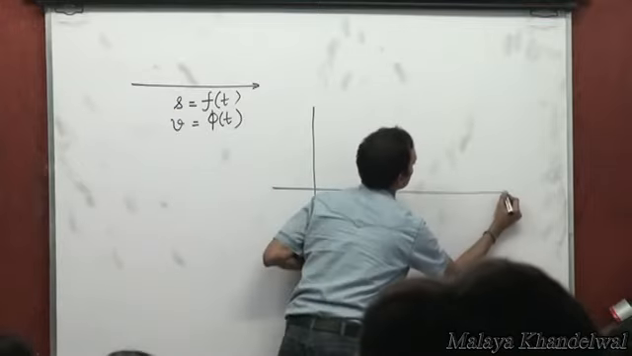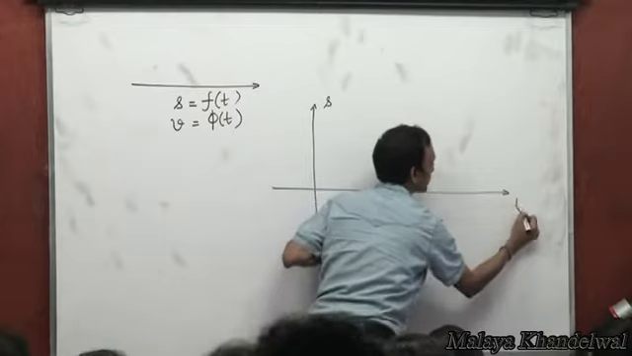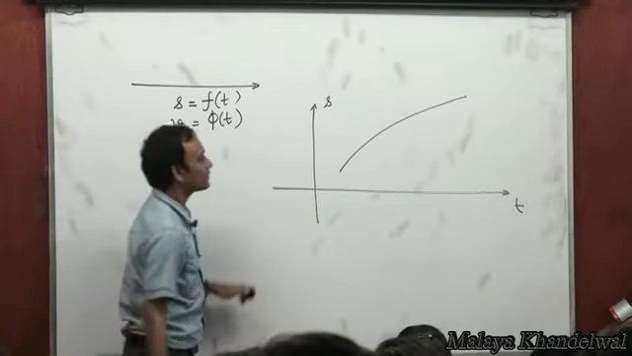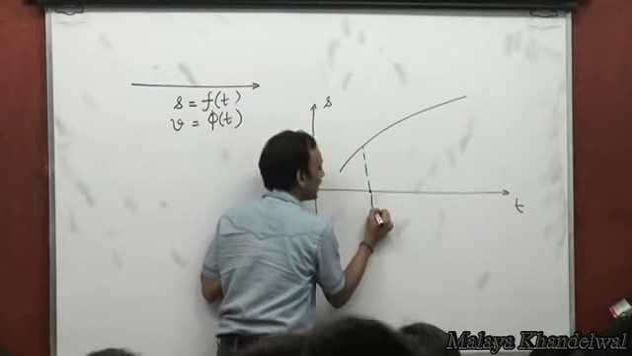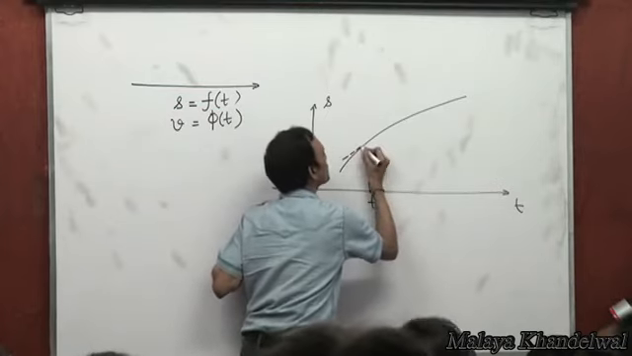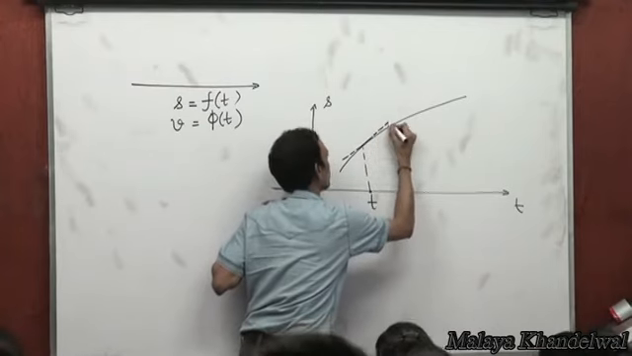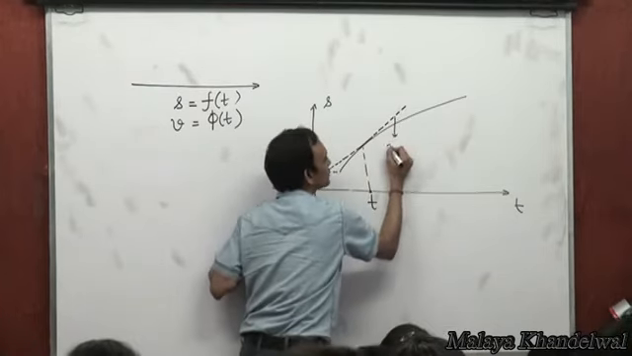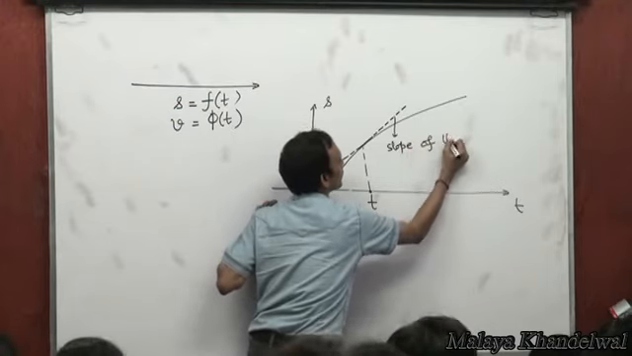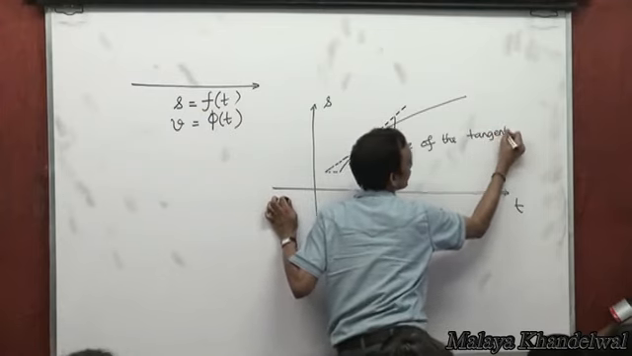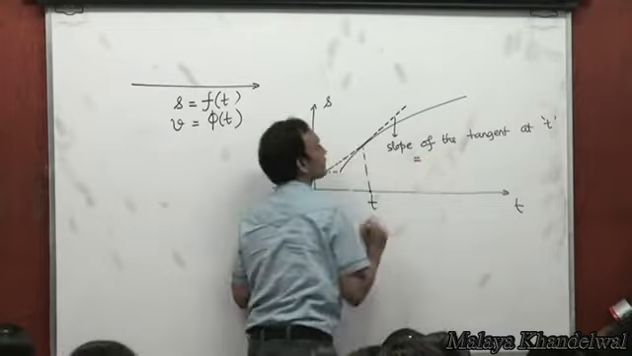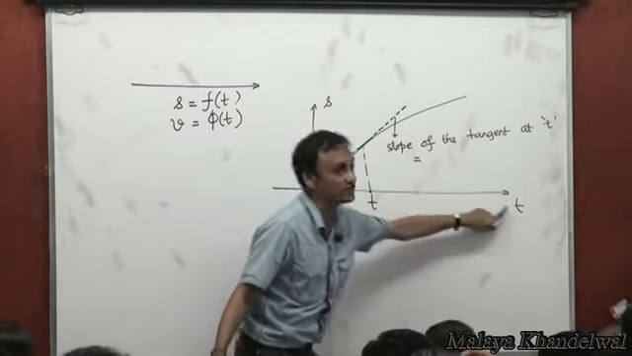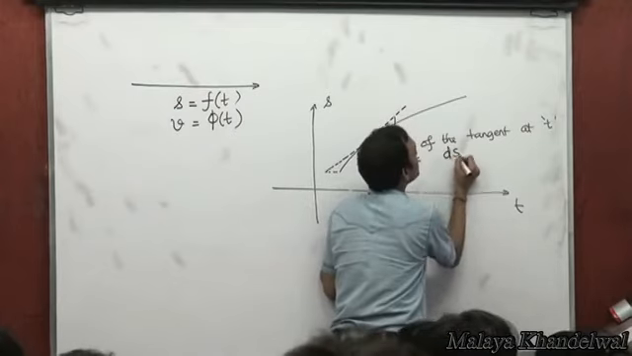Now, if somebody gives you the displacement versus time, how displacement is varying with time, then at any time t, if you draw the tangent at that corresponding point, the slope of the tangent at t is the rate of change of s with time. This is what we've learned. Slope of the tangent would be the rate of change of this with this, would be ds/dt.